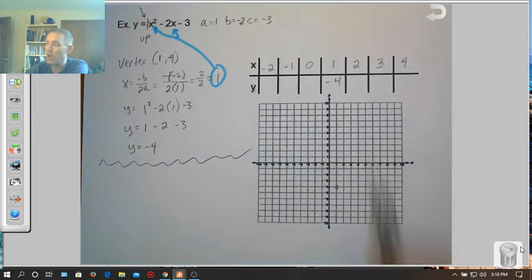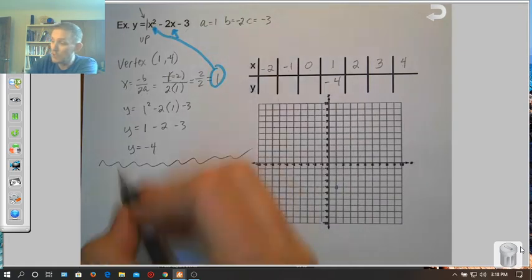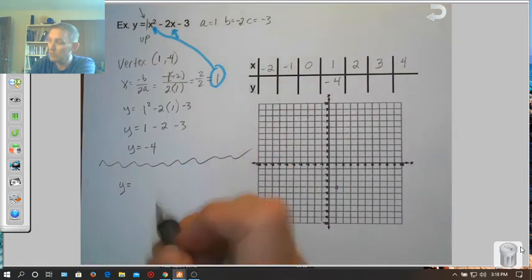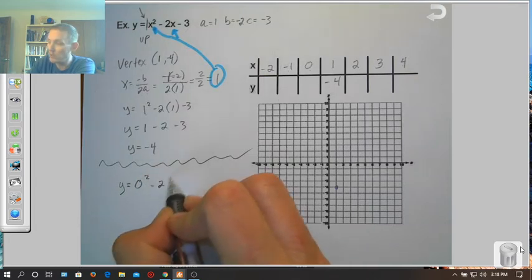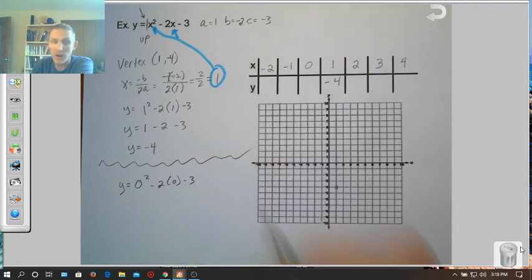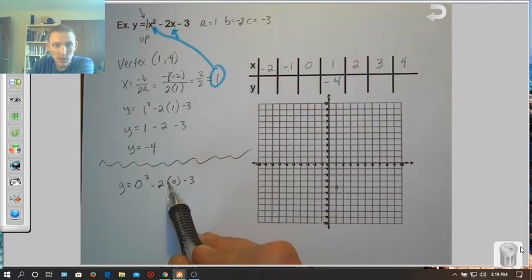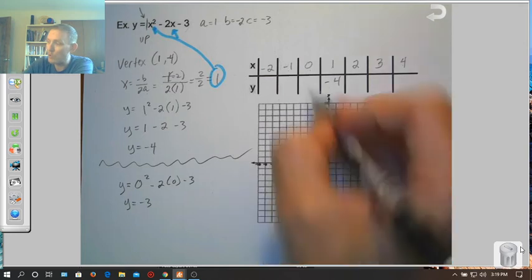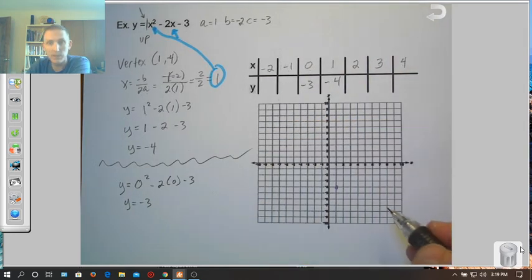So for the first one, I'm just going to plug in 0, because 0 is the easiest. So this becomes y equals x squared minus 2x minus 3, becomes 0 squared minus 2 times 0 minus 3. Well, if I do all of that, 0 squared is 0. -2 times 0 is 0. So y equals -3. So up here in the table, when x was 0, y is -3.